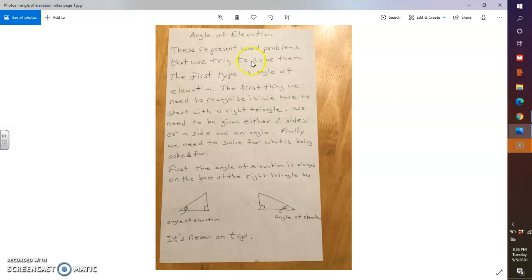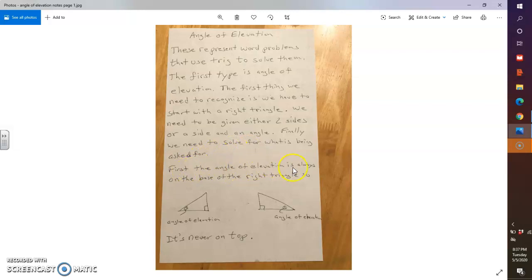We're just going to do angle of elevation. Next class we'll do angle of depression, but for today we're just going to concentrate on angle of elevation. And the first thing we need whenever we have angle of elevation is we need to have a right triangle. And then we need to be given either two sides or a side and an angle. And finally, what we need to solve for is what is being asked for, which you'll see in a little bit.